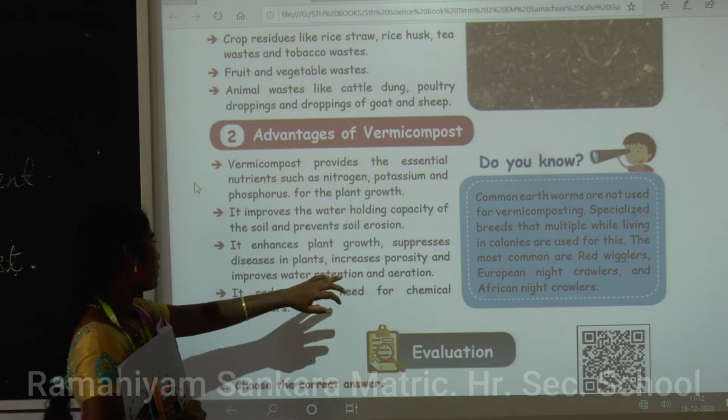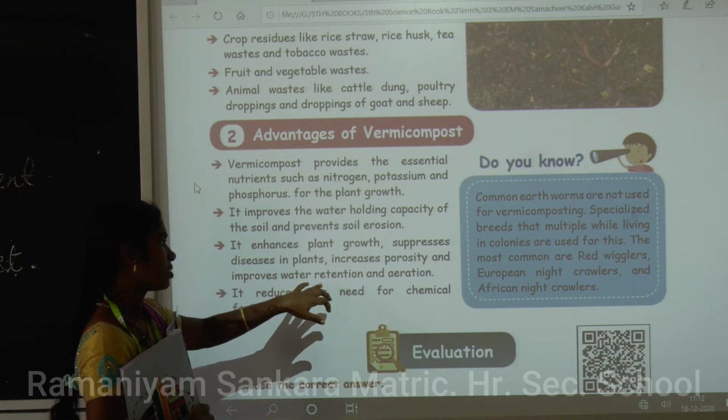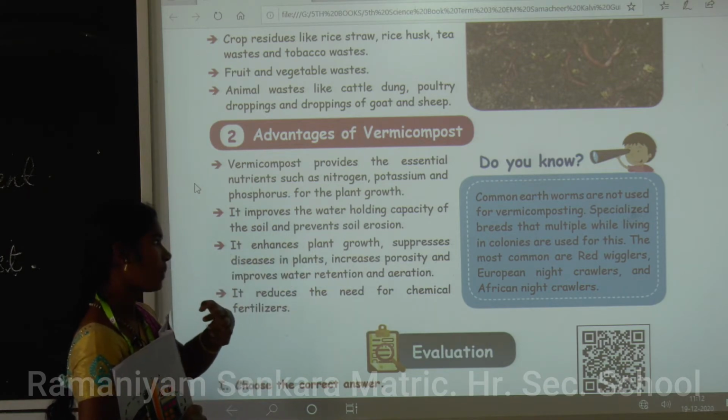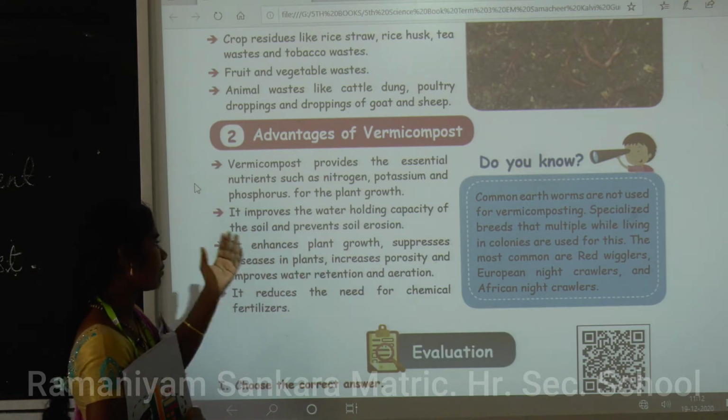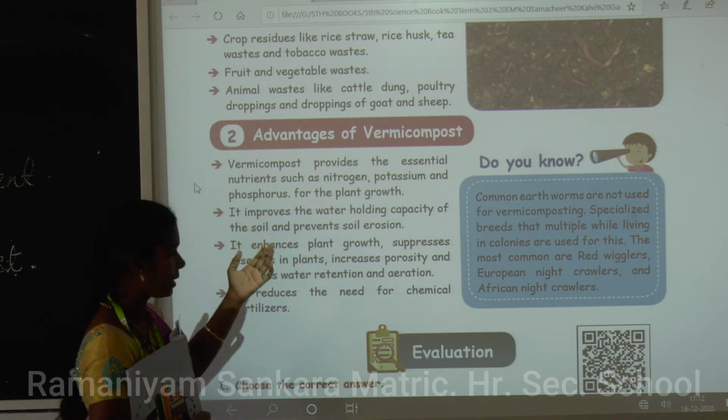It increases the porosity, improves water retention. Okay va, தண்ணி வந்து என்ன அதிக அளவு ஹோல்ட் பண்ணிக்கலாம். Again aeration. Okay va, for this purpose we have to use the natural fertilizer.